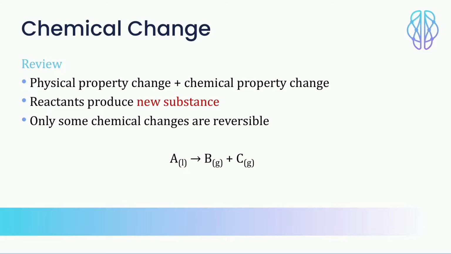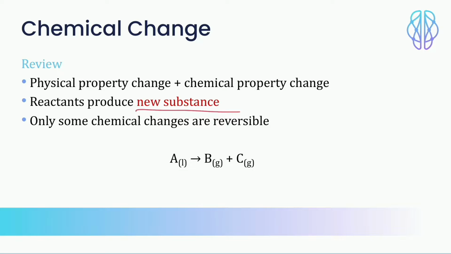Now a review on chemical change. Chemical change, on the other hand, can be both a physical property change, so liquid, gas, water, think about that, plus a chemical property change. So what I mean by chemical property change is that a new substance is formed. Think of the example below.